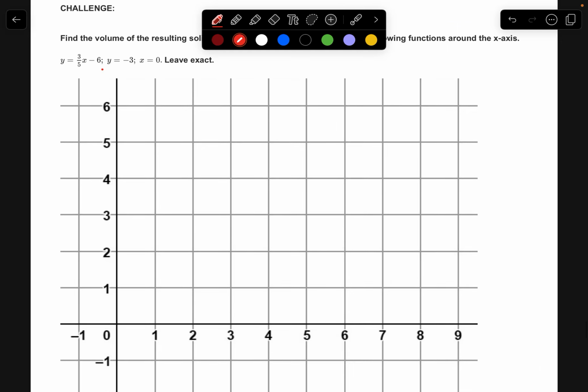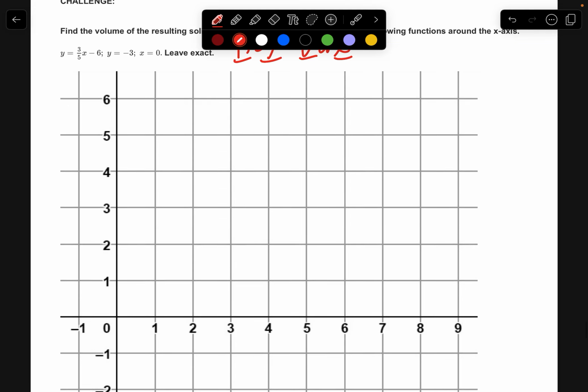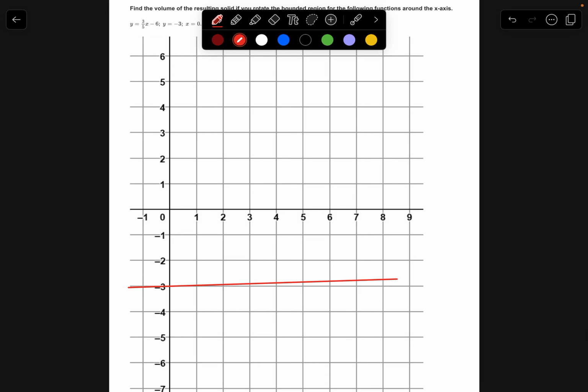I'm going to start with the horizontal and vertical lines. Remember HOY VUX. Horizontal for y equals, vertical for x equals. So y equals -3 is a horizontal line at -3. Then we have x equals 0. Well, x equals 0 is the y-axis. That's a vertical line. VUX is vertical, my friends.